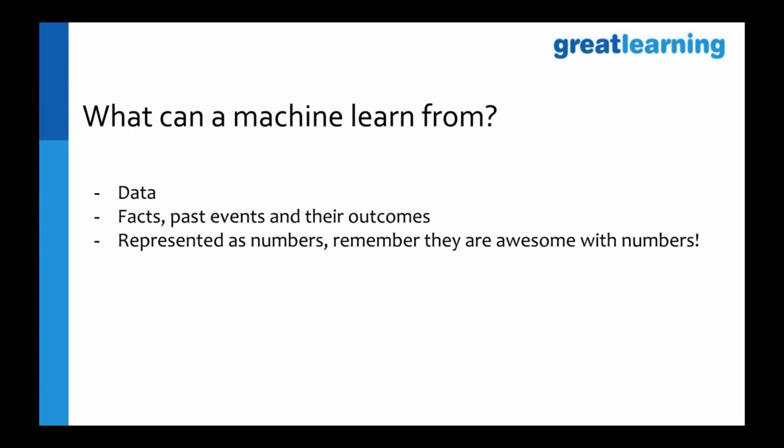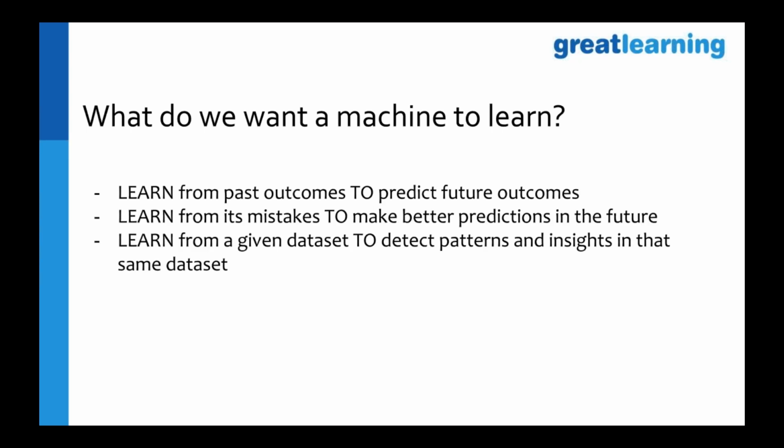Now, given the strength of machines is to interpret numbers, most of these facts have to be represented as numbers. Remember, they're awesome with numbers. Once you represent these facts as numbers and give them to the machine, it can crunch those numbers and figure out, oh, when the number is in this range, then this happens, then that happens, and so on and so forth. So what can a machine learn from? It can learn from data: past events and their outcomes, all of it represented as numbers, because they're awesome with numbers. Okay.